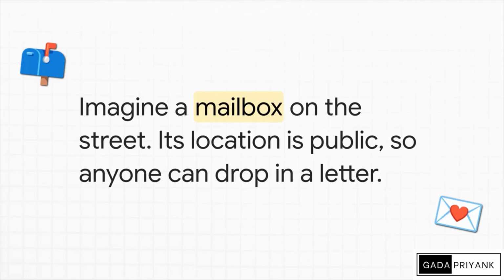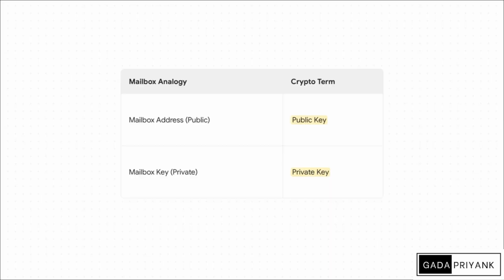I want you to think about a mailbox. Not your regular home mailbox, but a special one, maybe on a public street. It's got a slot, and its address is totally public. So literally anyone can find it and drop a letter inside. So how does this relate to encryption? Well, that public mailbox address, the one everyone knows, that's your public key. Anyone can use it to send you something securely. But the physical key that you use to unlock the box and get the mail out, that's your private key, and you are the only one who has it.